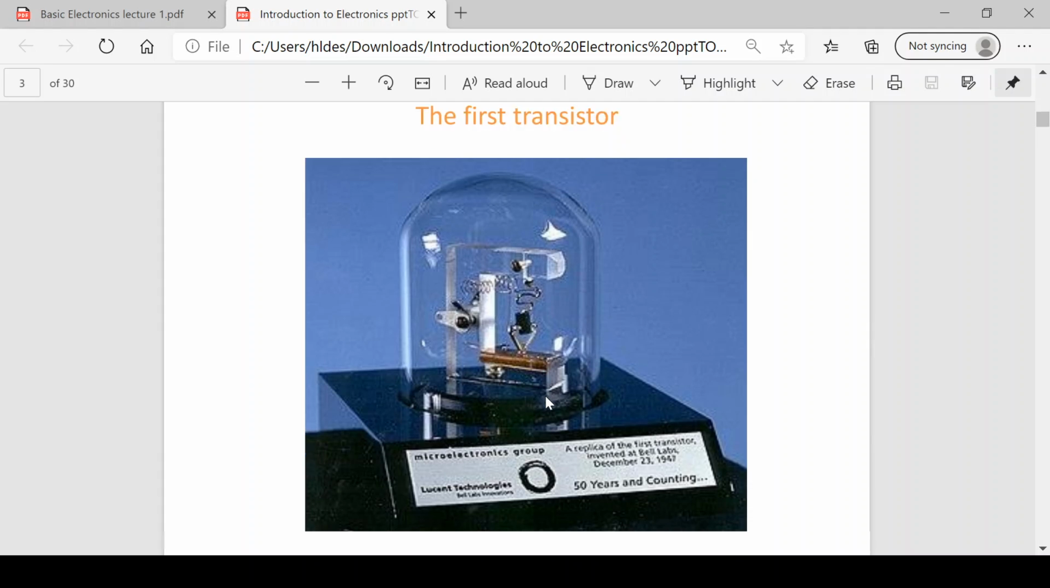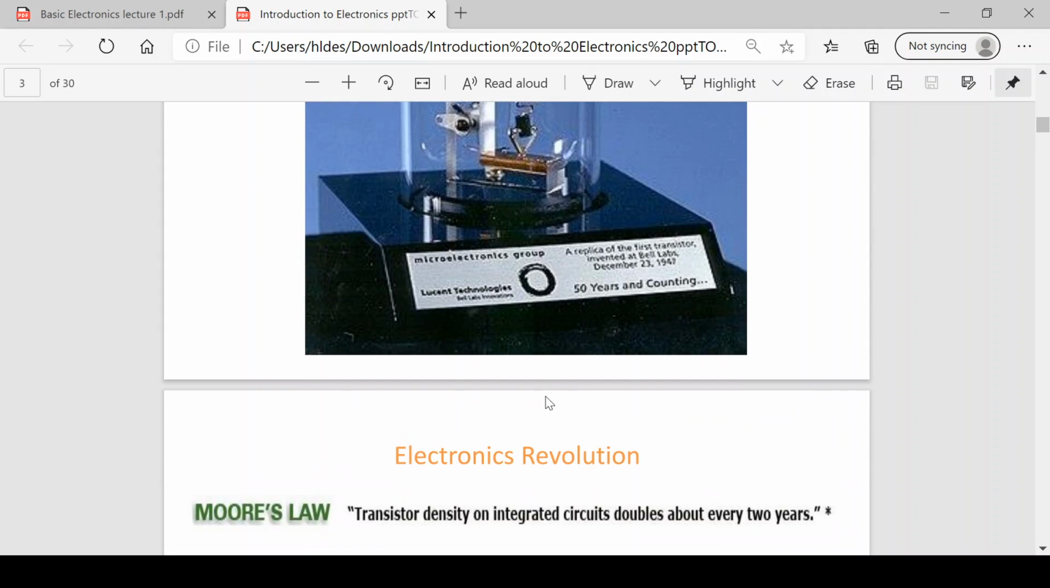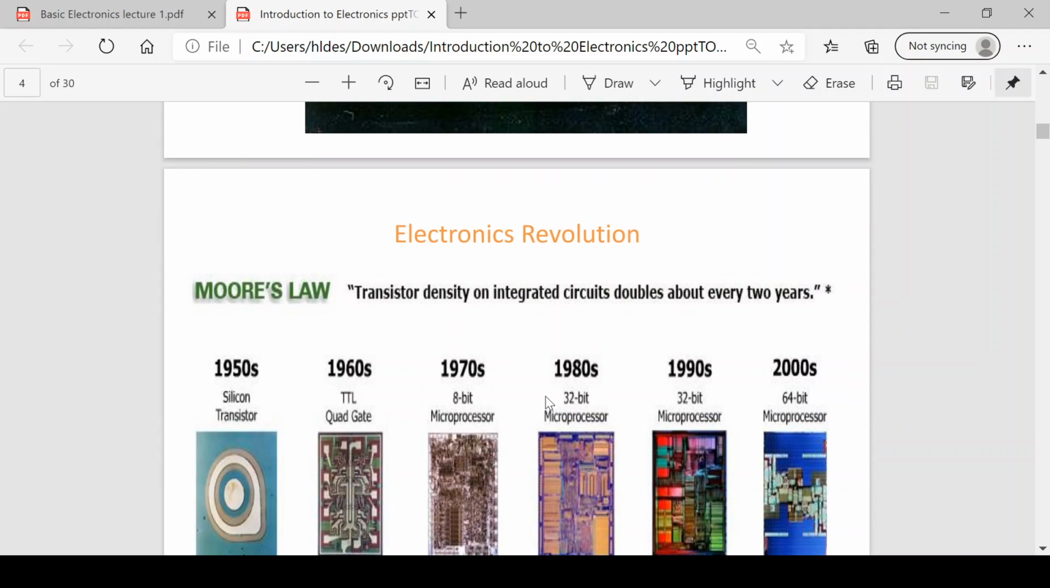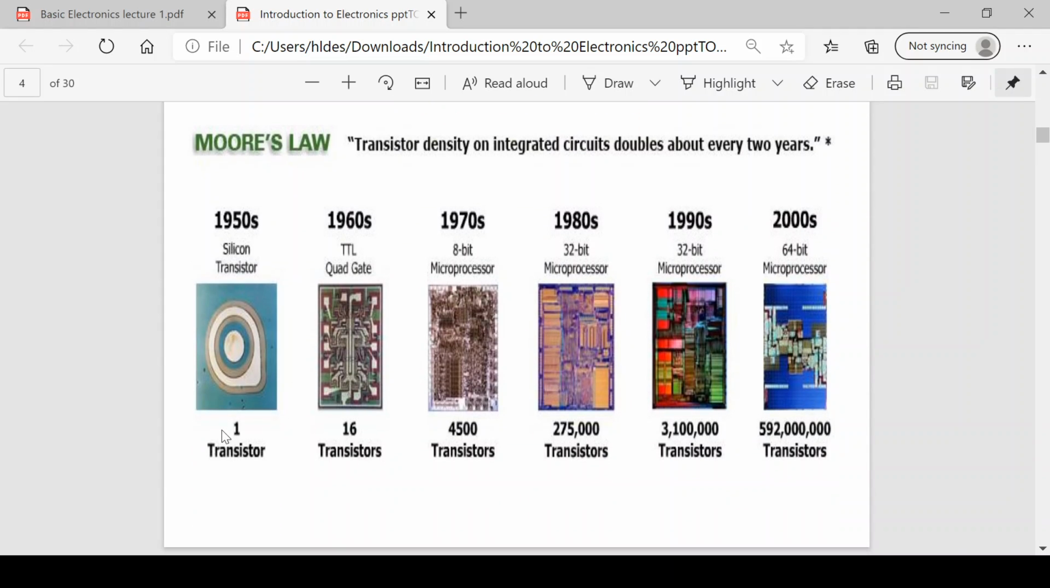After that, the electronics revolution started and it has continued up to this time, in 2020. So you can see the revolution path of electronics. Around 1950, a single silicon transistor was somewhat larger in size than today's transistor. Then in the 1960s, a few transistors were combined in the form of an integrated circuit on a single silicon wafer.